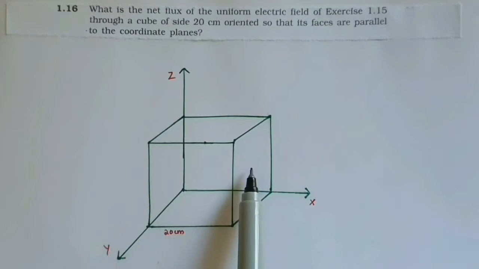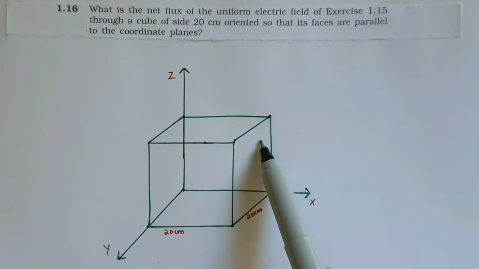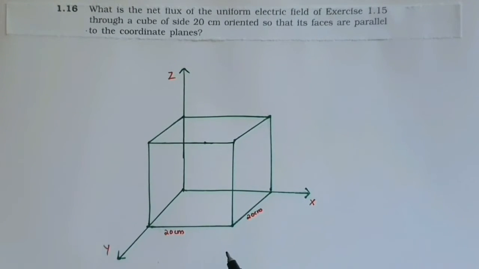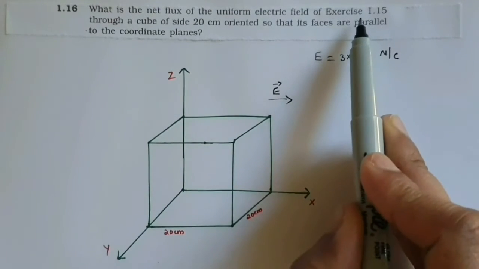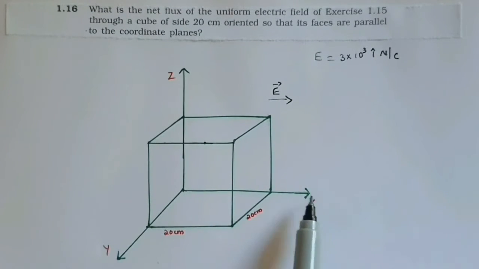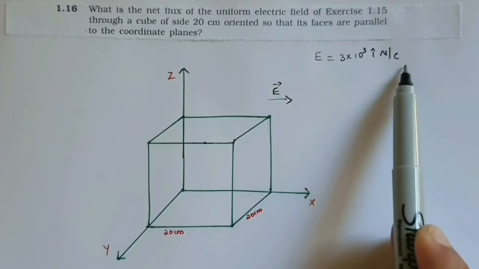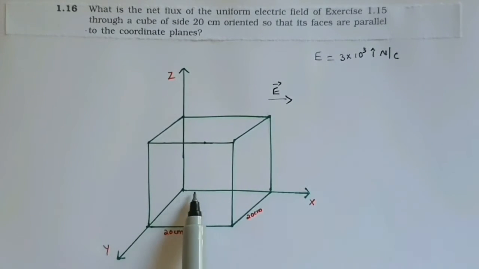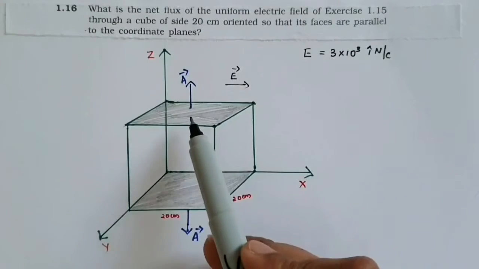The left and right faces are parallel to YZ plane, the top and bottom faces are parallel to XY plane, and the front and back faces are parallel to XZ plane. Now we have to find the net flux that passes through this cube. From exercise 15, we know that the electric field is acting along x-axis, that is E is equal to 3 into 10 raised to 3 i cap Newton per Coulomb, where i cap is the unit vector along x direction. Therefore, electric field is acting along x-axis.